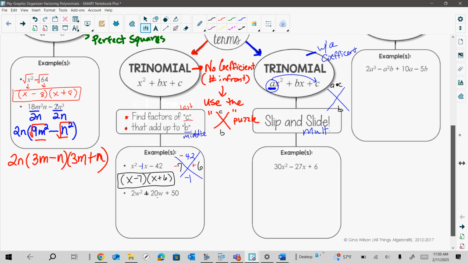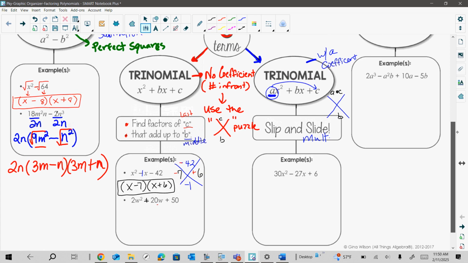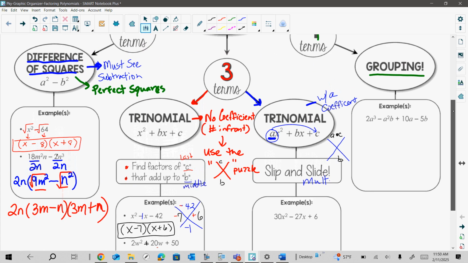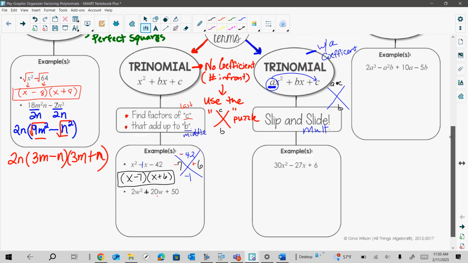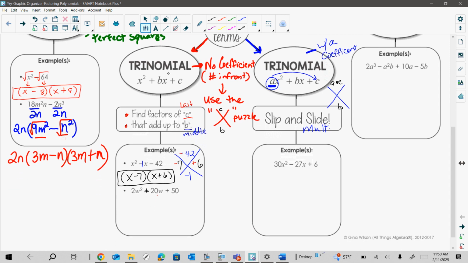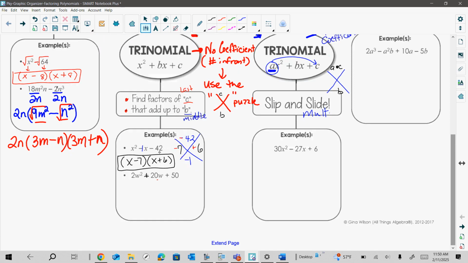All right, so always find a GCF first and then try the other way. So this 3 terms, you can have 2 options. No coefficient, no number in front, or with the number in front. Notice that over here there's no A, but over here there is an A. So we're going to talk about no A. I did the first one for you. There's a negative 42. I did my factors. That's negative 7 and 6 that have a sum of negative 1.